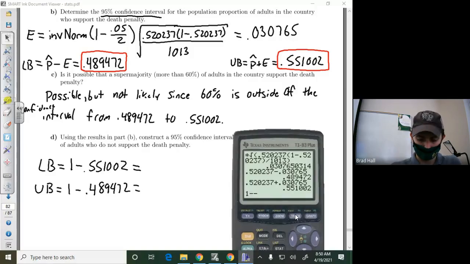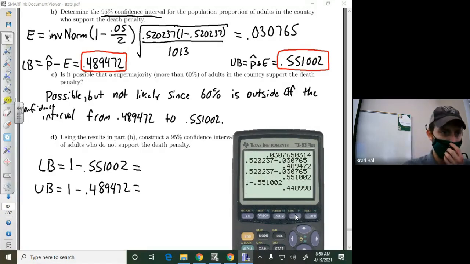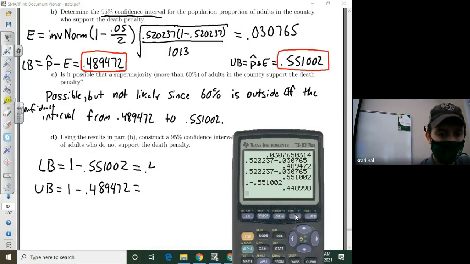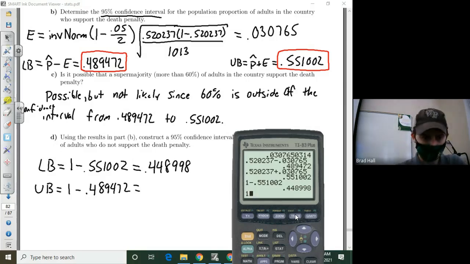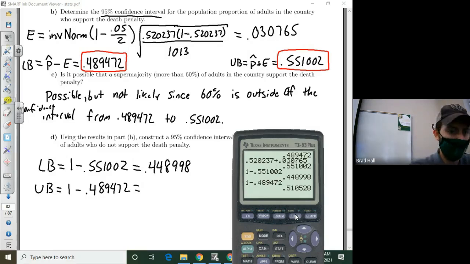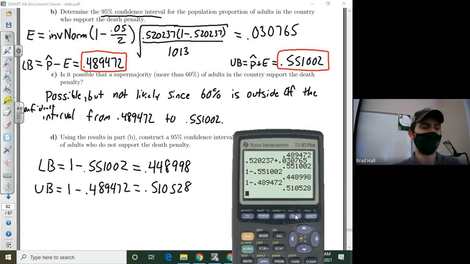1 minus 0.551002 and 1 minus 0.489472 gives 0.510528. Notice how when you subtract the larger number, you get the smaller number. When you subtract the smaller one, you get the larger number.